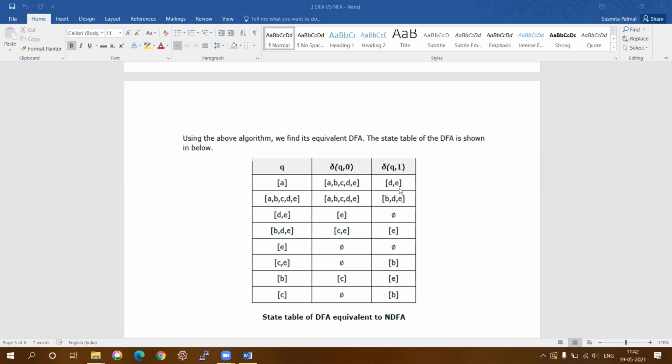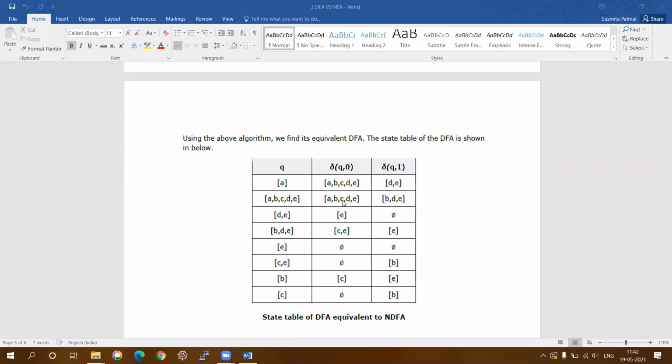How many new states are coming now? D, E and B, D, E, because the process of A, B, C, D, E is done. We have already found what transitions exist for it. So we will now consider D, E and B, D, E. If any new states come, we will consider those too. From D, E, using 0, we are going to state E. From D, E, using input 1, we are going nowhere.